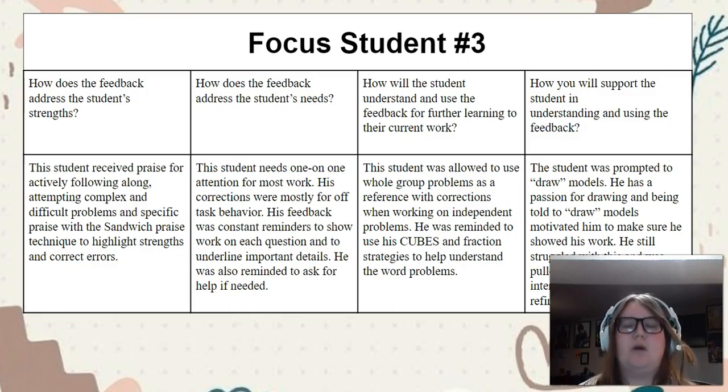He has a lot of one-on-one work. He receives multiple push-ins and pull-outs a day as well. I also pull him on Fridays to pre-teach vocabulary and concepts, so he's more willing to be a part of that whole group discussion in the upcoming week. I would constantly remind him to use his cubes and fraction strategies, and then he is a student who loves to draw.